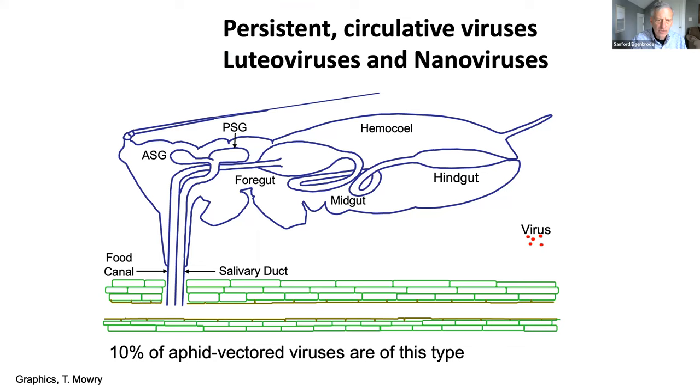So there's another way called persistent circulative viruses. And the cartoon will show you that. So I've changed the particle shape, which is pretty representative. The particles in this case are ingested right into the aphid's gut. They pass through the gut into what's called the hemocoel, which is the open blood system of all insects, and they pass through the hemocoel and then into the accessory salivary gland. That's this thing. So now they're in the saliva, and at the next feeding opportunity, they can enter the saliva and infect another plant.